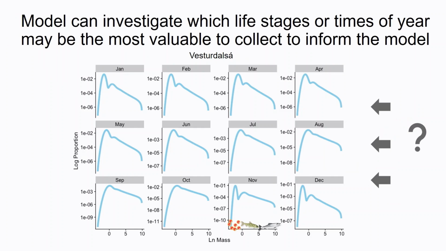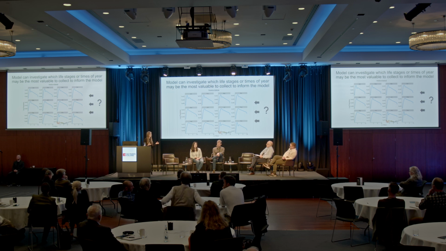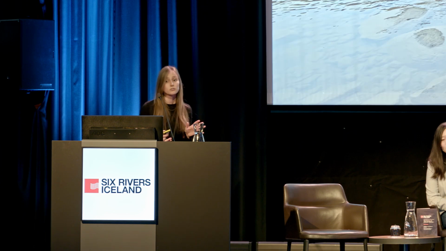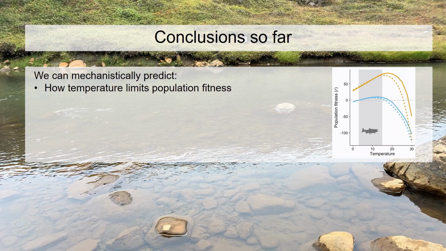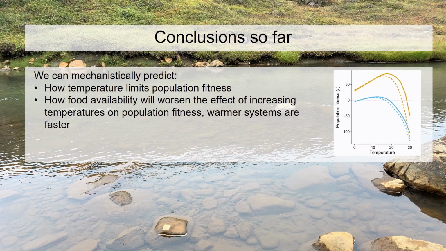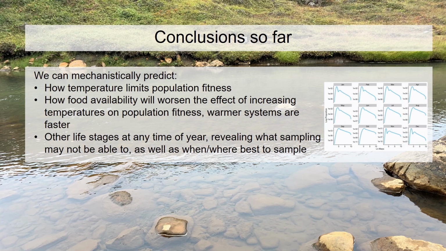But as well as this, the benefit of having a model that's developed in this way is it can help to tell you which life stages or times of year may be most valuable to inform your model, so which stages have a higher sensitivity to the things that you want to happen in your population. And then just to conclude, we've shown that we can mechanistically predict temperature limits to population fitness, and that food availability was going to worsen the effect because warmer systems are faster. We can also show other stages at other times of year, revealing when or where would be best to concentrate your sampling.